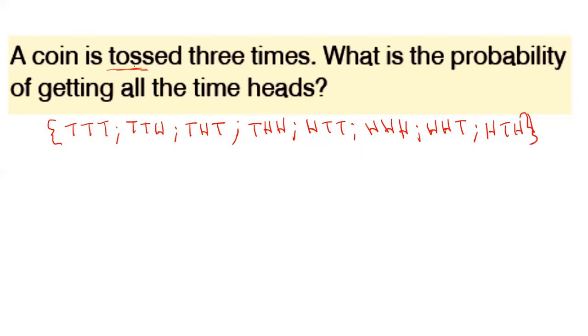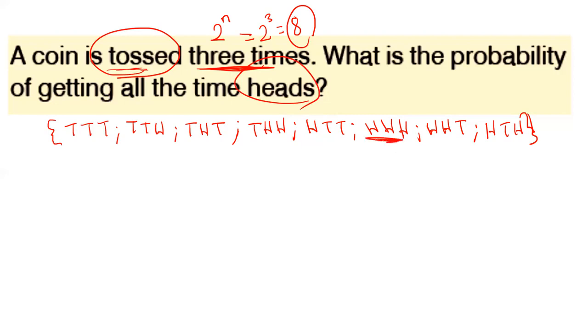So even if you want to know from the formula, it is going to be 2 to the power n, where n represents how many times you toss. That will be 2 power 3, which is 8. So there are 8 different ways. And from there, what is the probability of getting heads all the time? That means head, head, head. And you see there is just one way out of 8. So the probability of getting head, head, head is just 1 over 8.